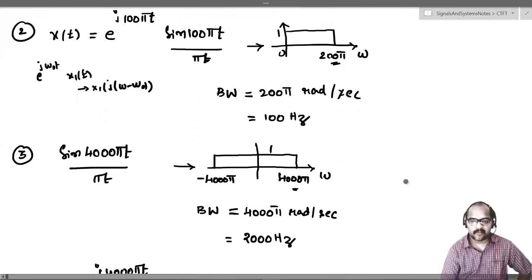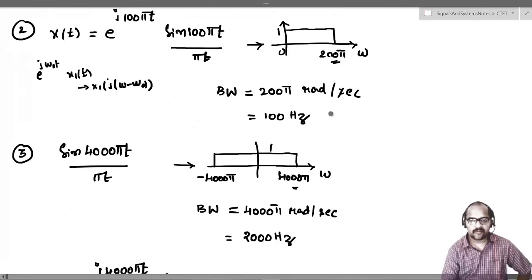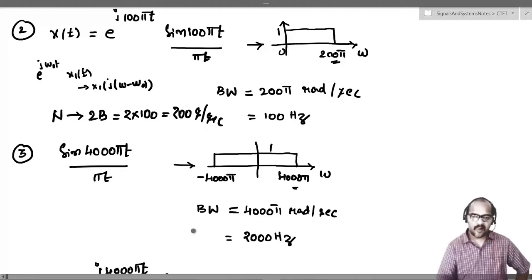Okay, so same is the case here. So what is the Nyquist rate for this fellow? I'll say N for Nyquist rate. So what is the Nyquist rate for this signal? That should be equal to 2B again, which is equal to 2 into 100, which is equal to 200 samples per second. That is the Nyquist rate of this signal.